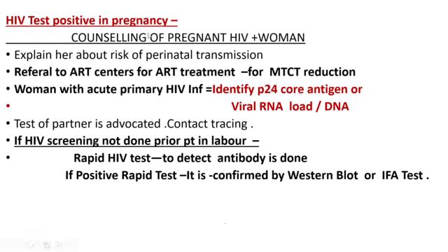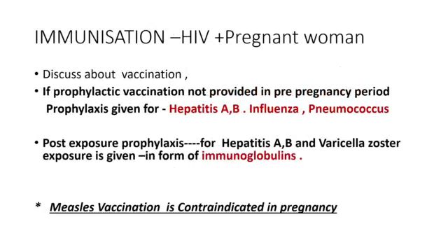If the HIV test is positive in pregnancy, counseling of the patient is done about the perinatal transmission. Referral to ART centers for ART treatment, and if the lady has acute primary HIV infection, then simultaneously identify P24 core antigen or viral RNA load. Testing of the partner is also advocated, along with contact tracing. If HIV screening was not done earlier and she reports in the labor room with labor pains, then a rapid HIV test is done to detect the antibody. If the test is positive, it is confirmed by Western blot or IFA test.